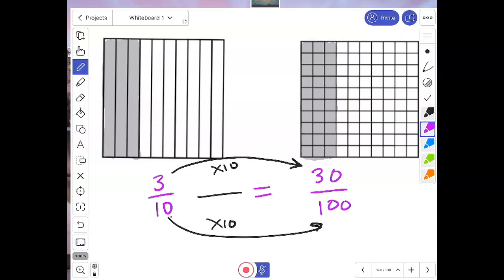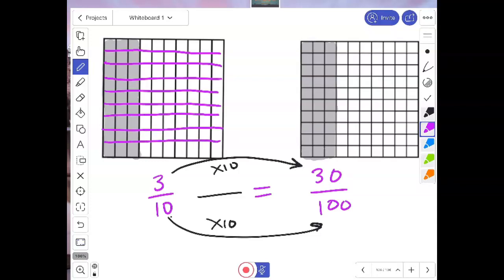If we look here, if I were to take this, and this is not going to be perfect, but I'm going to do my best. If I were to take this and partition it, I'm doing better than I thought I would. Is that enough? 1, 2, 3, 4, 5, 6, 7, 8, 9. One more. What I did was I took the tenths and I multiplied them by 10 by cutting them into 10 rows. So I took my 3/10, cut them up, multiplied them by 10, and ended up with the 30 that's over here.